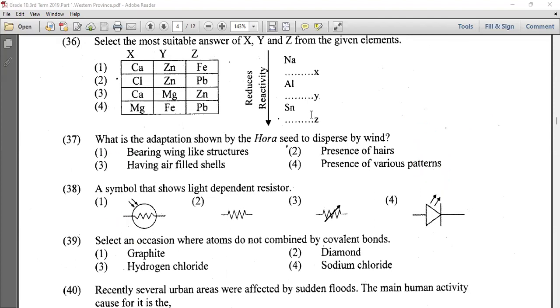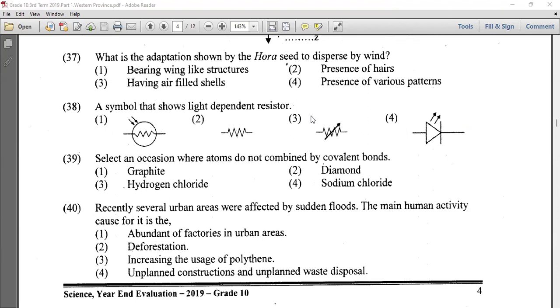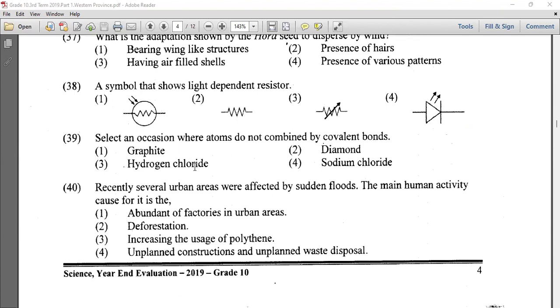39. Select an occasion atoms do not combine by covalent bonds. HCl, hydrogen chloride, hydrogen and chlorine, they are ionic. Hold on, no, sorry. That is not an ionic bond. It's a covalent bond. I will explain it when you come to acid and base. Graphite, atomic lattice, right? You would find only carbon to carbon covalent bonds. Hydrogen chloride, though it looks like they have an ionic bond, no, they don't. They have a covalent bond. Diamond, again, carbon atoms are combined to form the atomic lattice, again covalent. Sodium chloride, we know it more commonly, Na plus and Cl minus, ionic bonds.